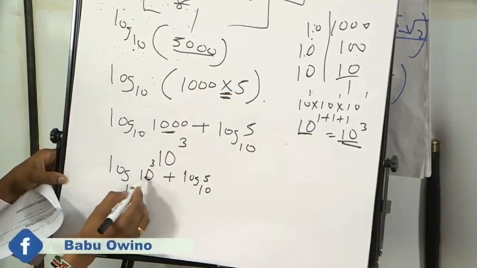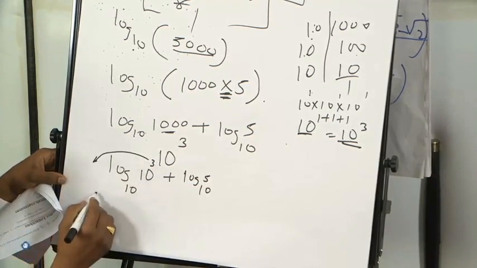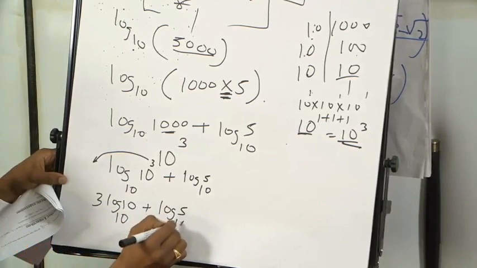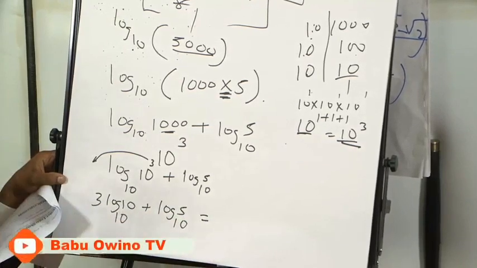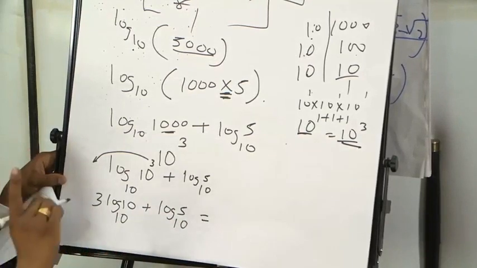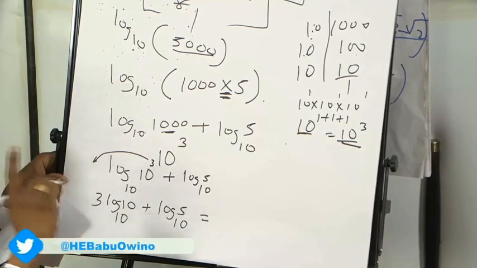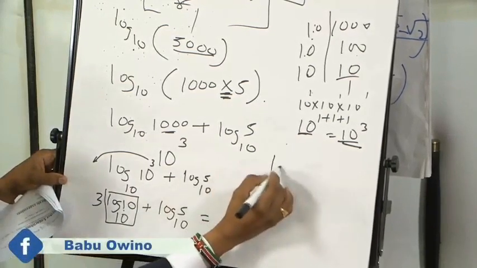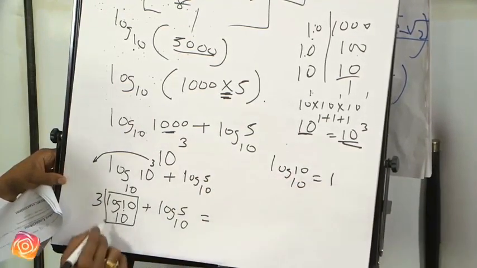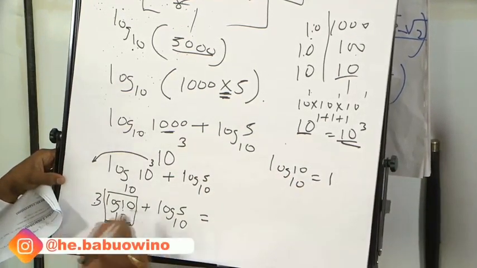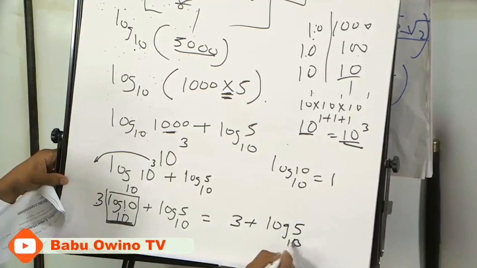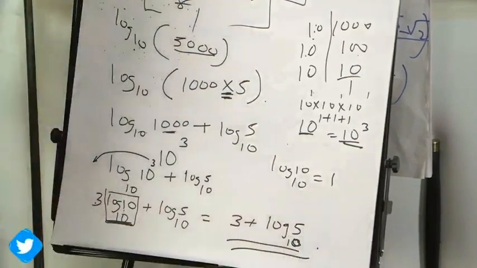So log 10 to power 3, you can drop this 3 down. It becomes 3 log 10 to base 10 plus log 5 to base 10. Any log to its own base is 1. Log 1 to base 1 is 1. Log 2 to base 2 is 1. Log 10 to base 10 is 1. Therefore, you replace log 10 to base 10 with 1. 3 times 1 is 3, plus log 5 to base 10. That is the simplified form of this equation.